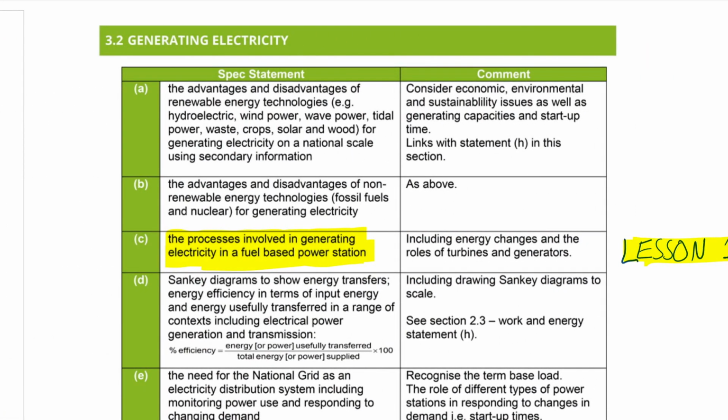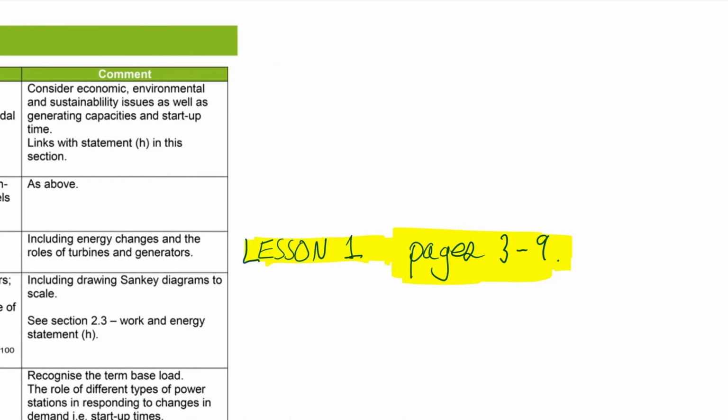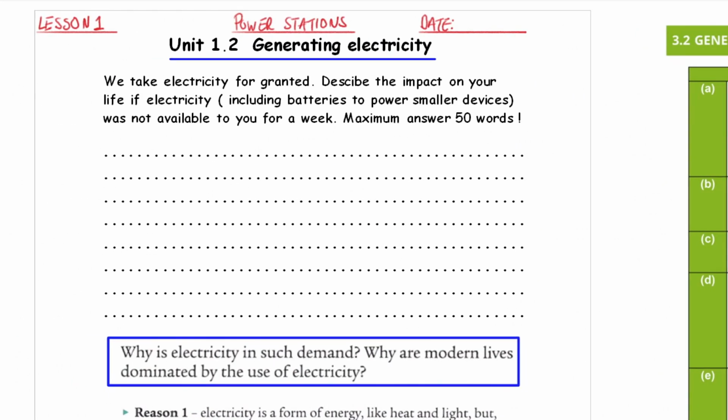This is what you need to learn in the topic, and in today's lesson we're going to be learning statement C, which is all about the processes involved in generating electricity in a fuel-based power station. So that's lesson 1, pages 3 to 9 in your booklet.